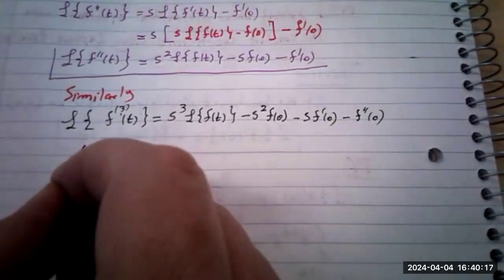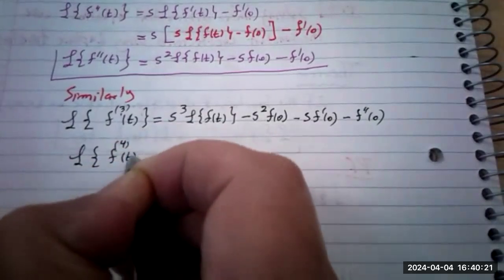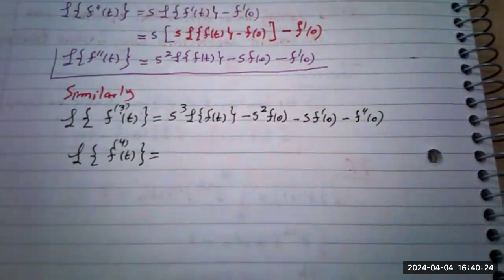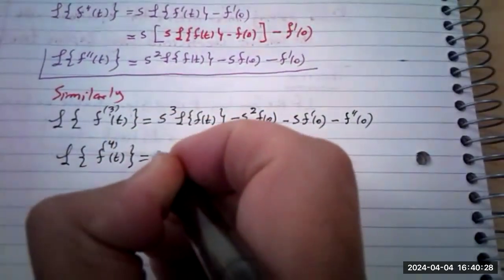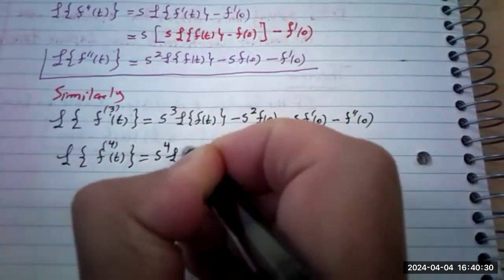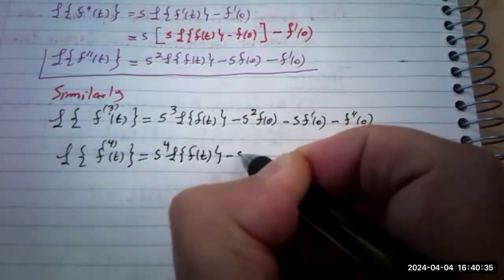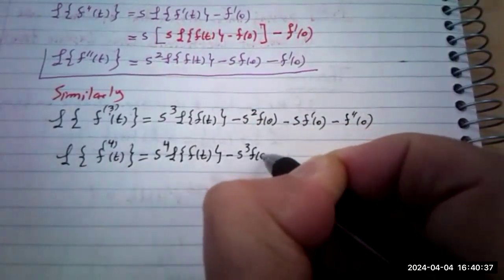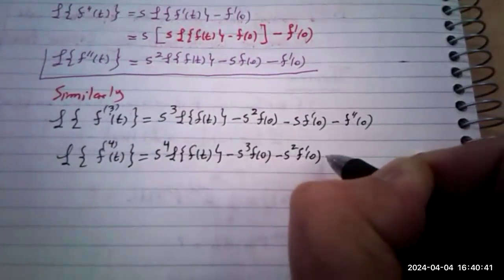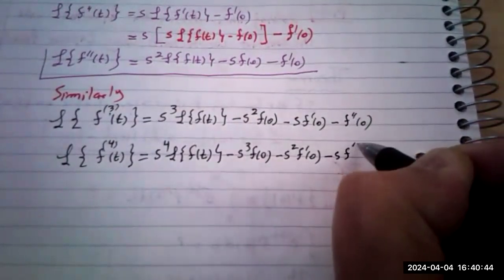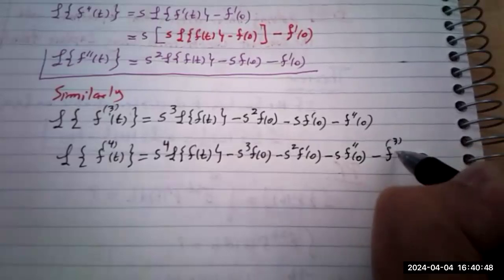One more, you're going to need this one because it is one of the problems that we have. How about the fourth one? You start with s to the 4 times the Laplace of f of t. You reduce the power of s: s cubed, f of 0. S squared, f prime of 0. S, f double prime of 0. Minus the third derivative of f at 0.